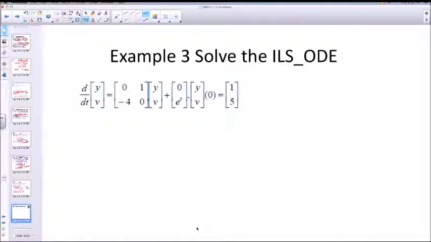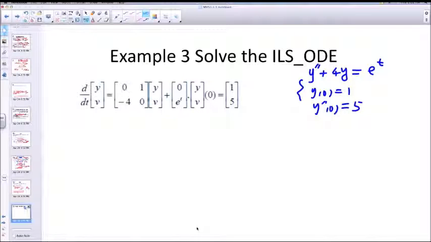And this is really the solution of this system: y double prime plus 4y equals e^t, with y(0) equal 1 and y'(0) equal 5. You're going to learn this in the next lesson. It's a spring mass system, and I use the linear system to solve it.